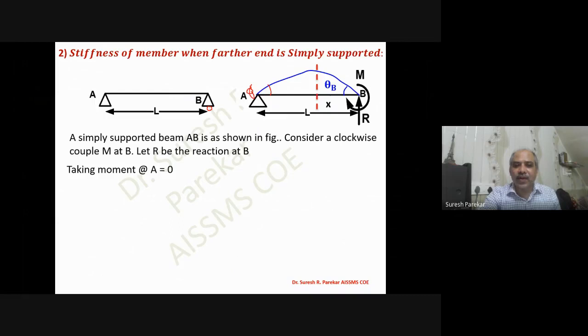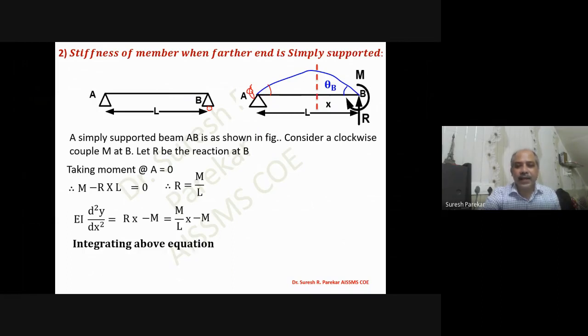So if I first write, taking moment about A, then I have M minus R into L equal to 0, and I will get the value of R equal to M by L. So here I can now have EI d²y by dx² equal to Rx minus M. Now I will not carry this R again. I will directly write the equation in terms of M only, so that it reduces one unknown and becomes easy to evaluate. So we have M by L x minus M. Now integrating our equation, we get M by L x² by 2 minus Mx plus c1.